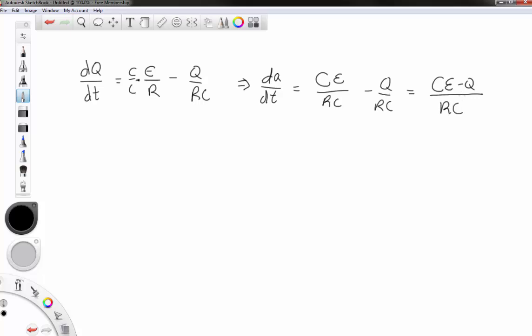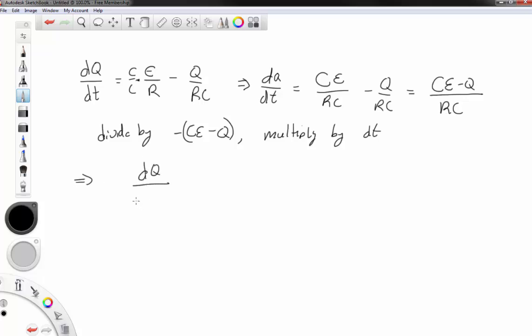So what I'm going to do here is divide both sides by negative C epsilon minus q. In other words, by the negative of what's in this numerator. And I'm going to multiply by dt. And so what I end up with is dq over q minus C epsilon is equal to negative 1 over RC times dt.